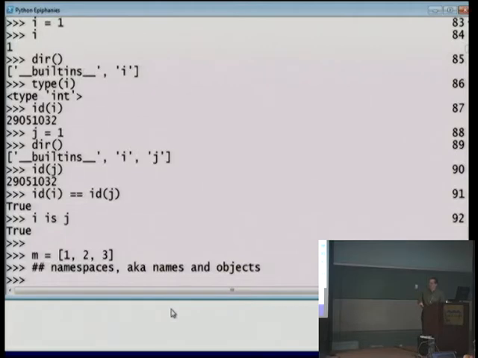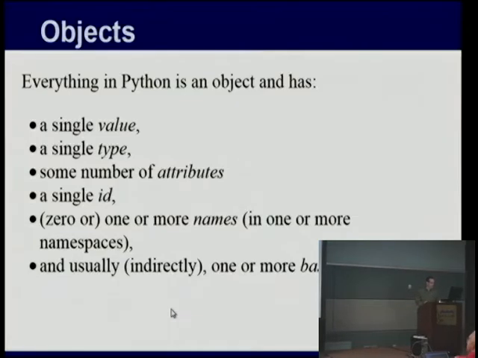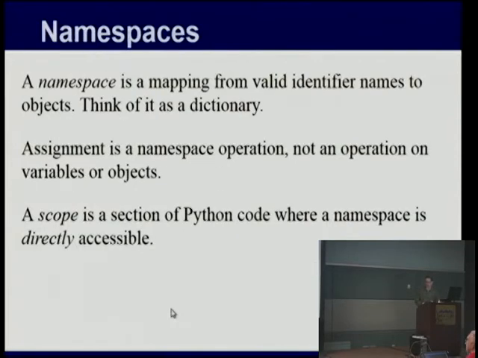So we're going to skip to the end of this section, and I'm going to talk a little bit about namespaces more formally. So a namespace is a mapping from valid identifier names to objects, like a dictionary. Assignment is a namespace operation. That's what I'm trying to get into your head. And once you get that, a bunch of stuff becomes more clear.